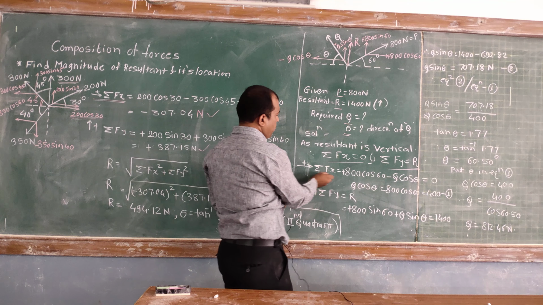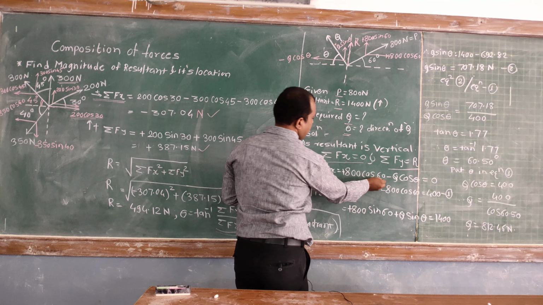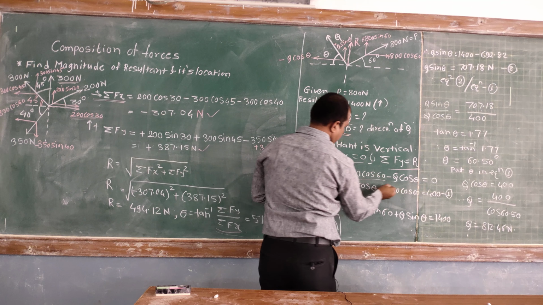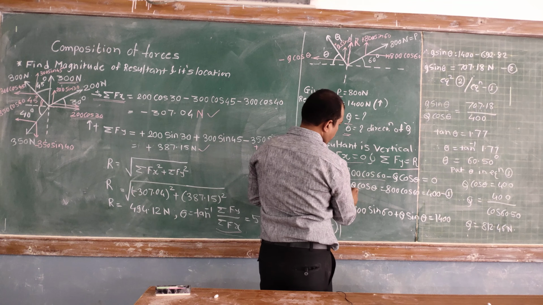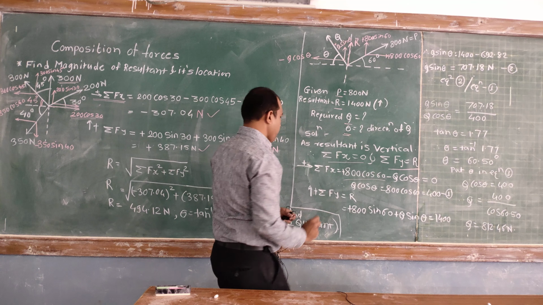Now summation of Fx is equal to 0, as given. So substitute the values: 800 cos 60, and the other one is minus Q cos theta. Solve this equation, and you will get Q cos theta is equal to 400. Let's say this is equation number 1.